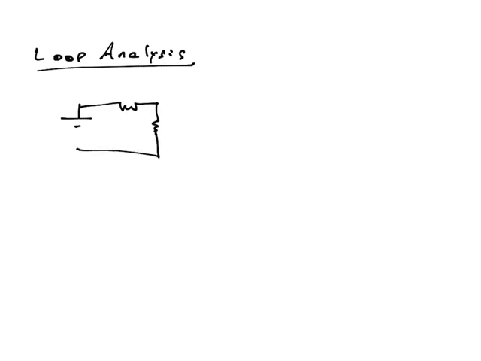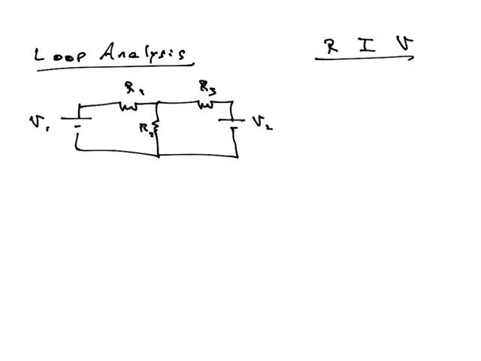All right, third topic, loop analysis. So this was given some circuit, maybe something like this. This is the standard example I like to give. R1, R2, R3, voltage 1, voltage 2. So given a circuit like this, again, I want to find all the values and compute for R1, R2, and R3, just like before.